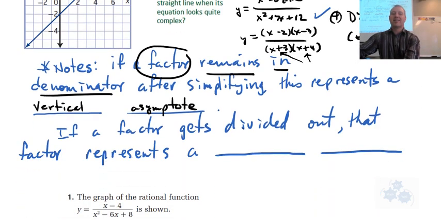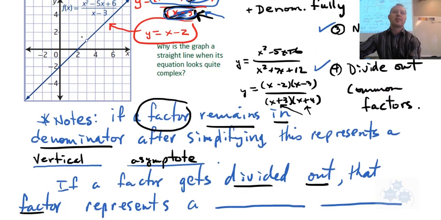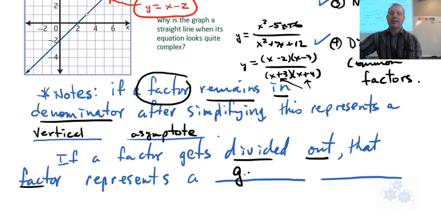But if it's gone, then we have, well, that's what the next point is. If a factor gets divided out, that factor represents a, blank blank. Represents a not an asymptote. What does it represent here in this example? It's a restriction. Yes, very good. A gap, a discontinuity.